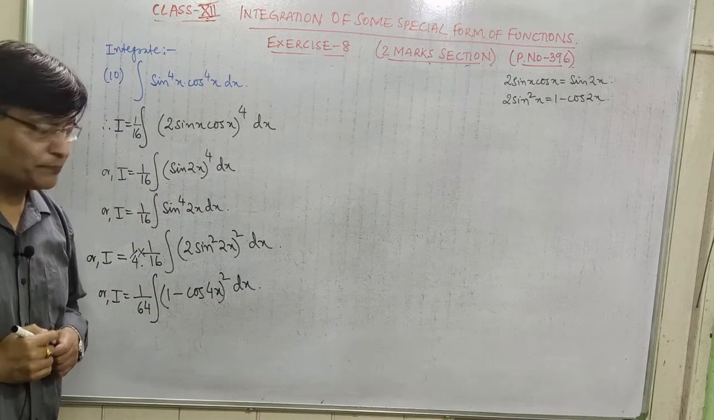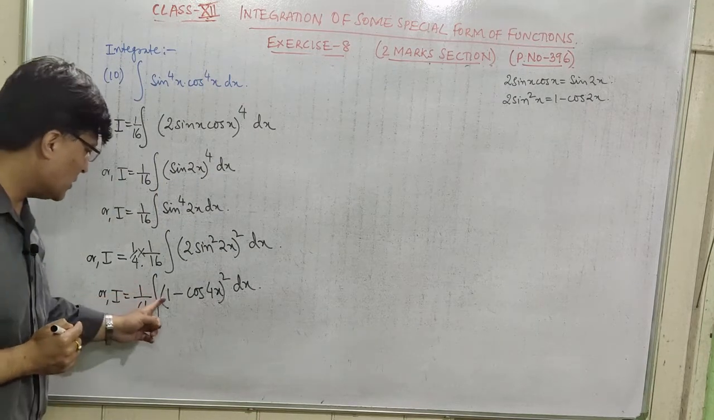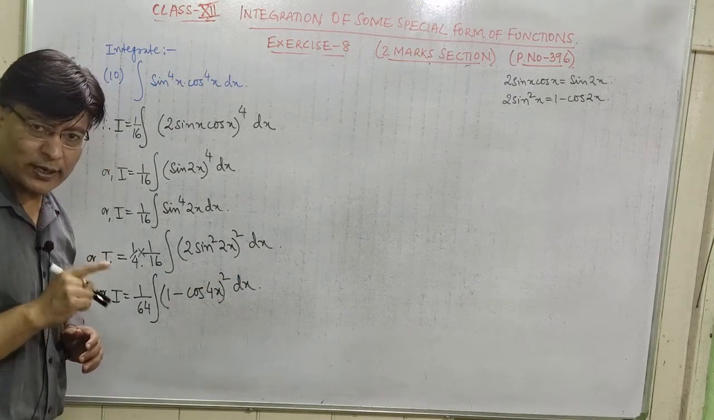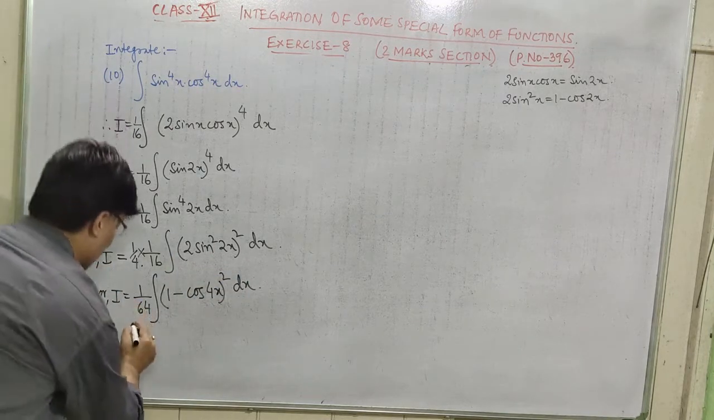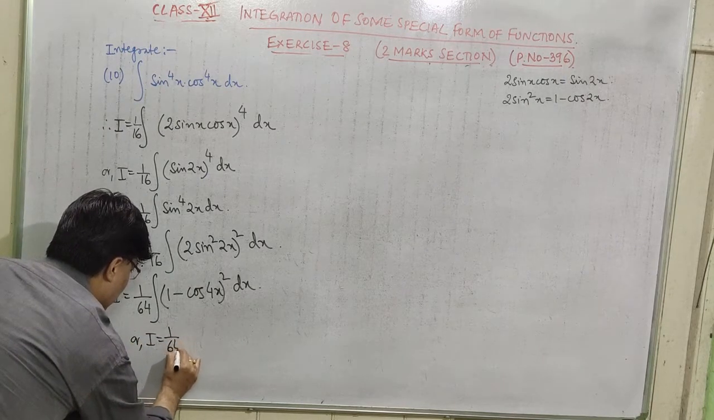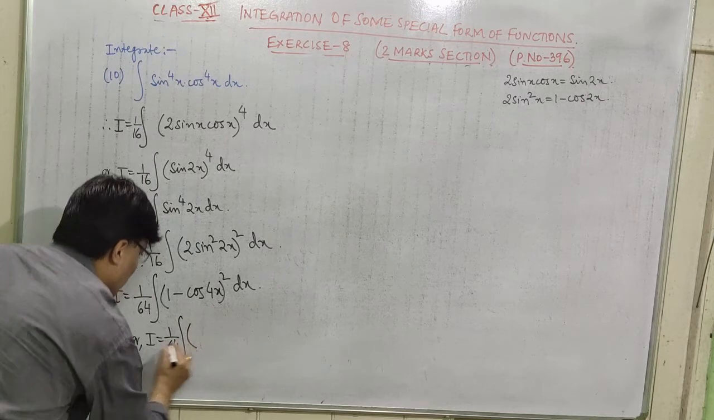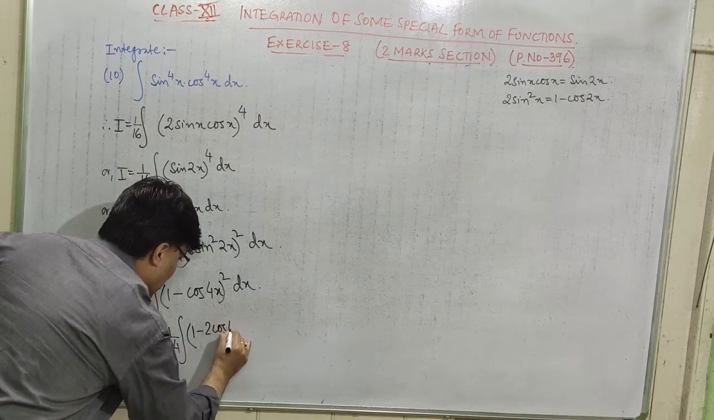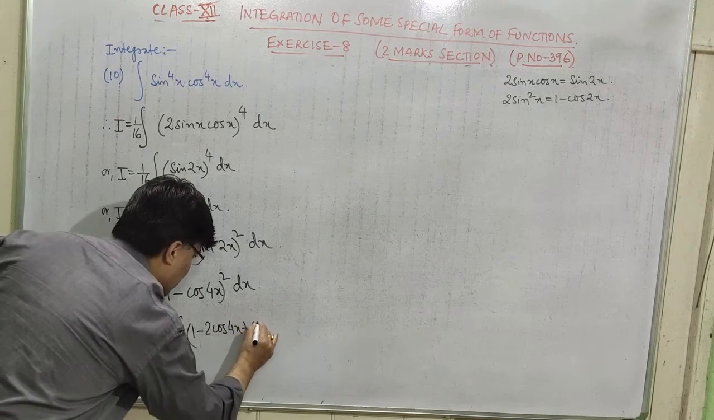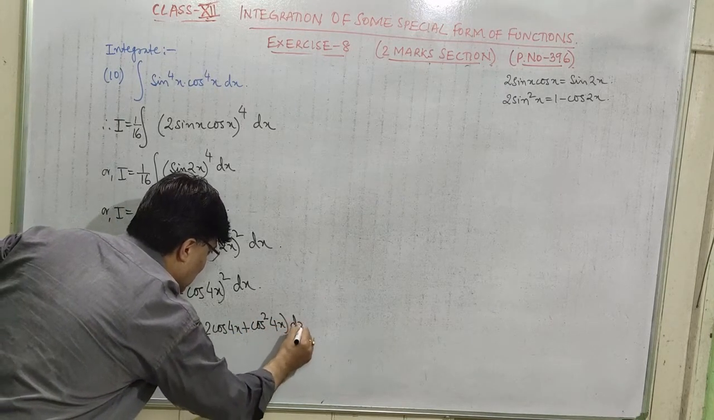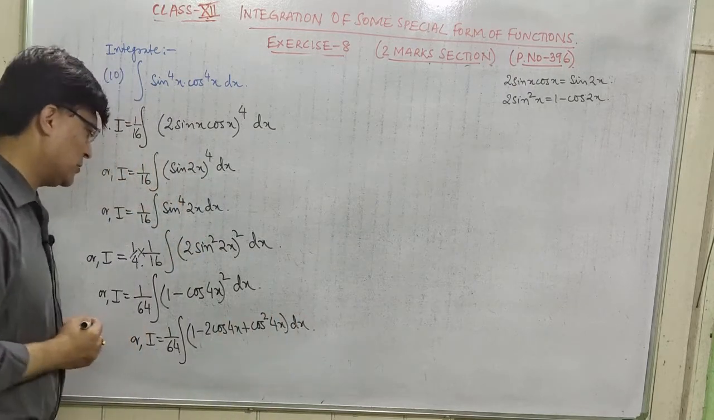Is that understood now? So let us use the formula here. This is a minus b whole square, that is a square minus 2ab plus b whole square. Or I is equal to 1 by 64 integration of, within bracket, what is a whole square? 1 minus, what is twice ab? It is 2 cos 4x plus, what is b whole square? It is cos square 4x bracket closed dx.